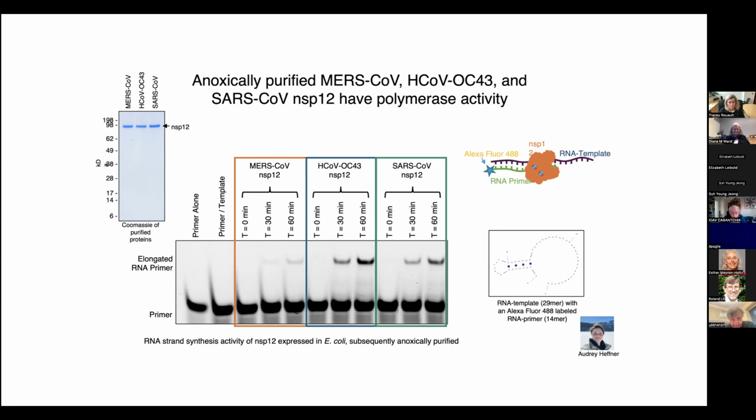And so here we're looking at the ability to do a primer extension of MERS-CoV-2, OC43, and SARS-CoV, and each of them has the ability to elongate an RNA primer, and each of them is dependent on an iron sulfur cofactor for its ability to do that procedure.